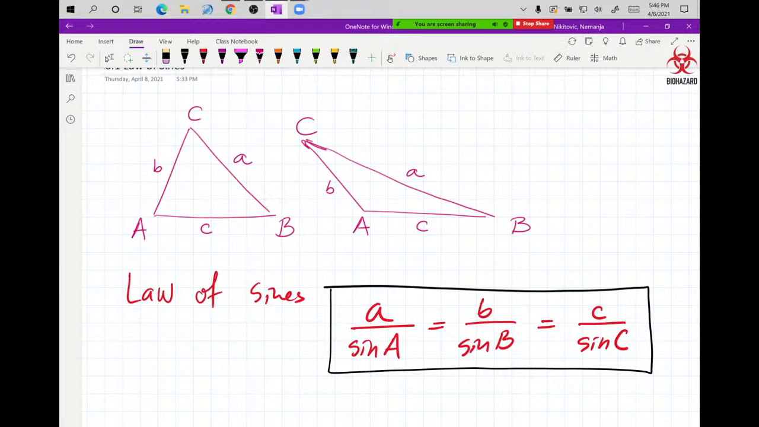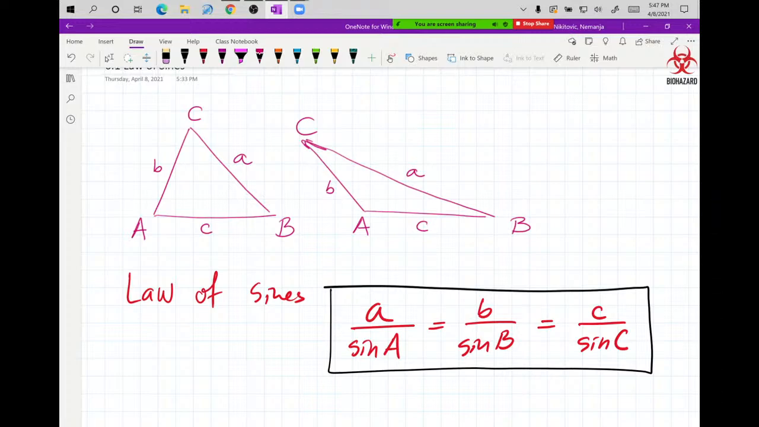It doesn't matter where you put A. If I am to change this to A, then I have to change this side into a. They have to be across from each other in order for this to work. So, if A, B, and C are the measures of the angles of a triangle, which does not have to be a right triangle, so any triangle, and lowercase a, b, and c are the sides on the opposite sides, then the ratio of lengths, right, to the sine of the angle is the same.